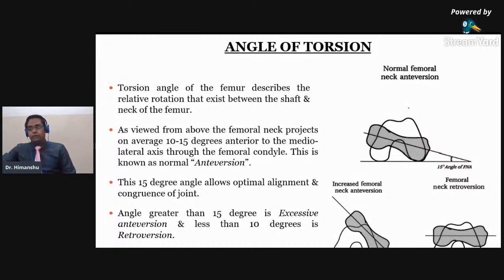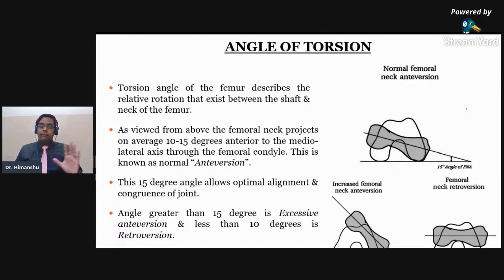Because of that, a rotation exists between the proximal articulating surface, that is the neck and head of this particular bone, and the distal articulating surface that articulates with the knee joint, that is the condyle. That particular angle in the transverse plane is known as the angle of torsion. As viewed from superiorly, as you can see in the picture also, the neck projects on an average of 10 to 15 degrees anterior to the medial-lateral axis through the femoral condyle. This is called the normal antiversion.